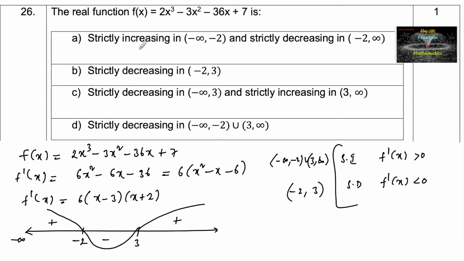So among the options, it is decreasing in minus 2 to 3, and increasing in minus infinity to minus 2, but saying strictly decreasing is wrong. So we can go with option B, which is correct. Option B is the answer.